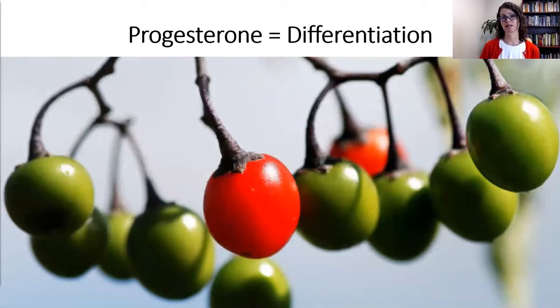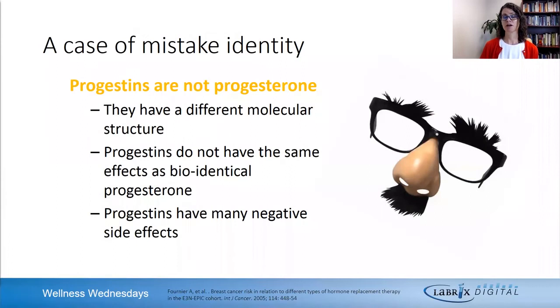Progesterone, on the other hand. If we think of estradiol as growth and proliferation, progesterone equals differentiation. First off, let's talk about the difference between progestins and progesterone. Progestins are a synthetic form of progesterone. They are not bioidentical. They are also known as progestogens. They have a different molecular structure, which you will see in the next slide. They do not have the same effects as bioidentical progesterone, and they actually have many negative side effects.